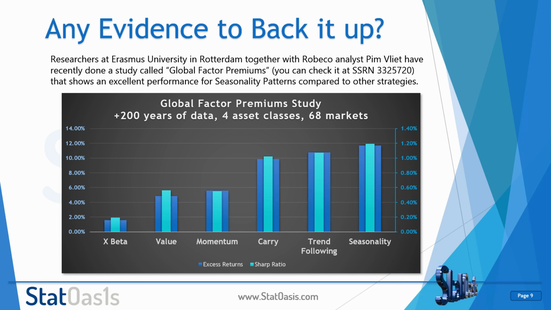They did it on, I think, 250 years worth of data on 4 asset classes and 68 markets. So the reason, again, like I told you, is to generate more trades to make it statistically significant. And they tested several strategies, and of course they have their own assumptions. But still, the seasonality came on top, and even if you say this is exaggerated, let's say it's in the middle, so it's up there with momentum. So that's, I would say, excellent.